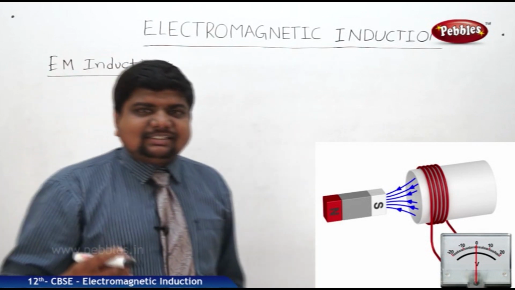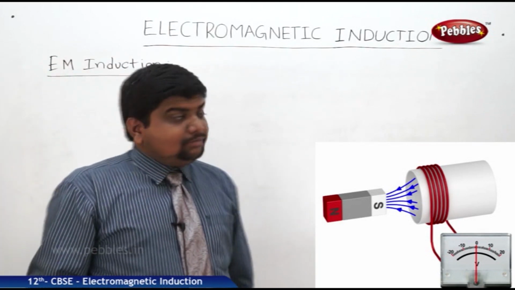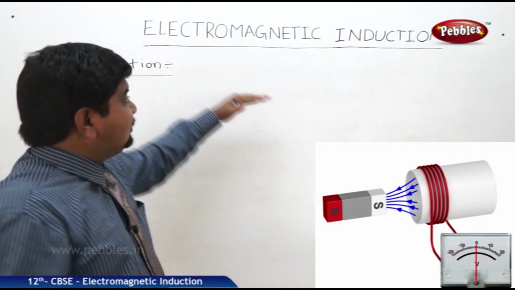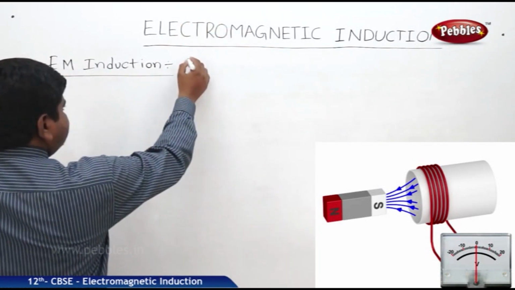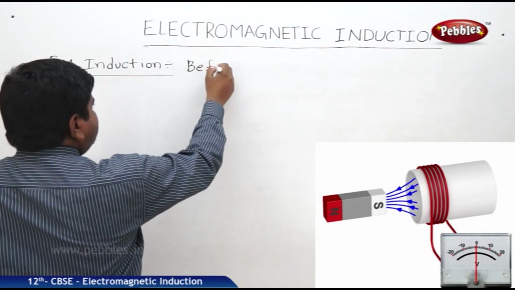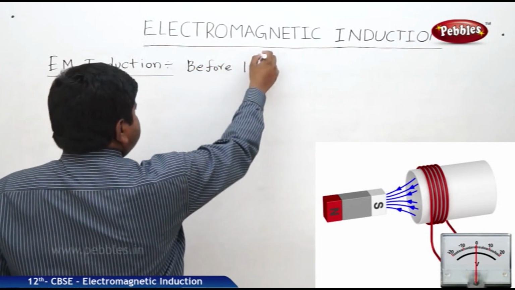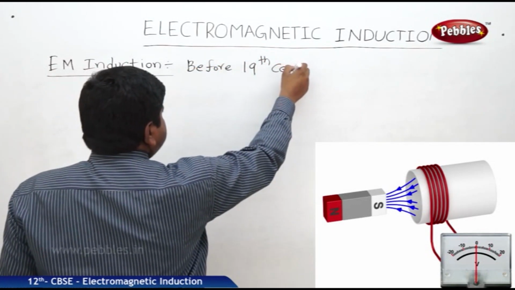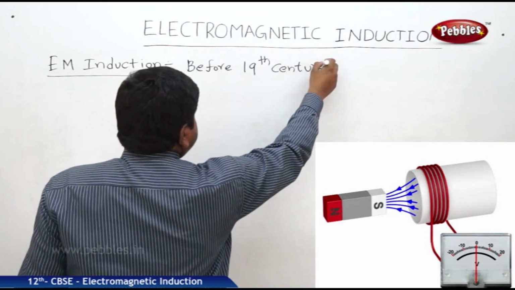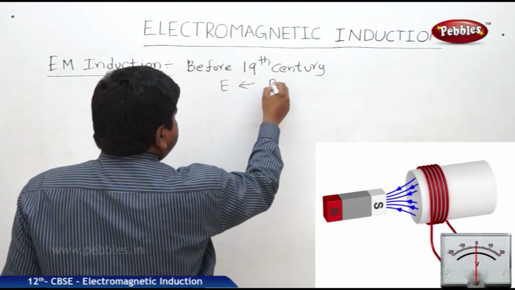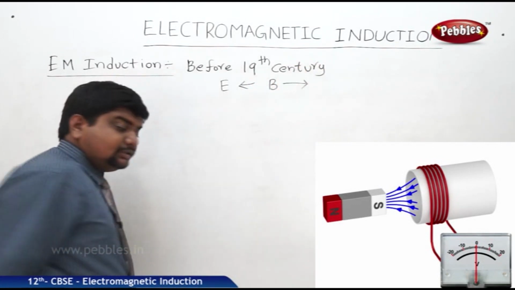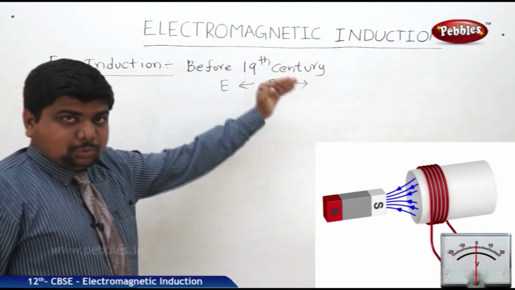Before the early stages of the 19th century, most scientists and everyone thought that electric fields and magnetic fields are both separate. Before the 19th century, electric field and magnetic field were considered separate. That was their assumption, which is not true.